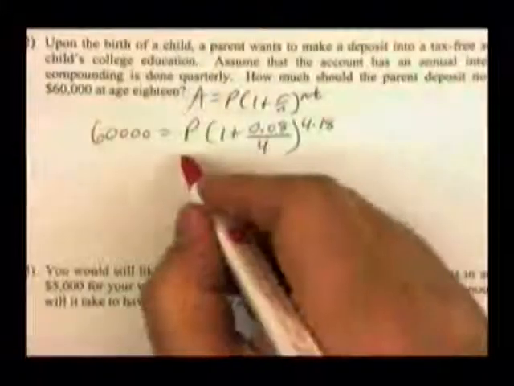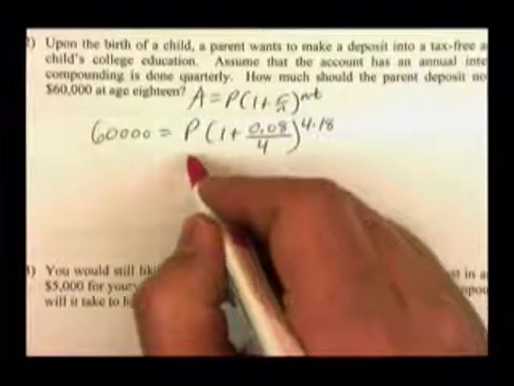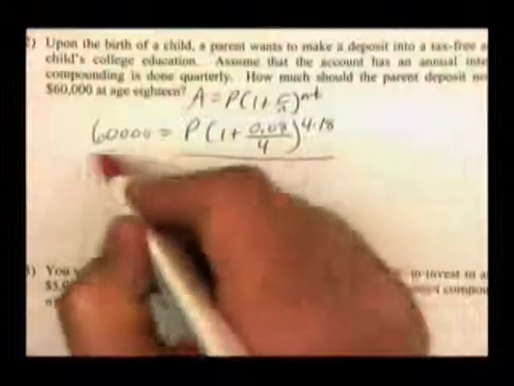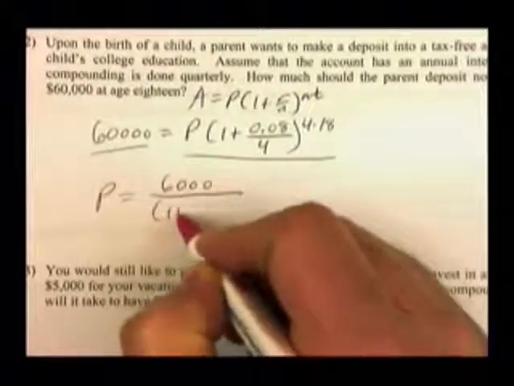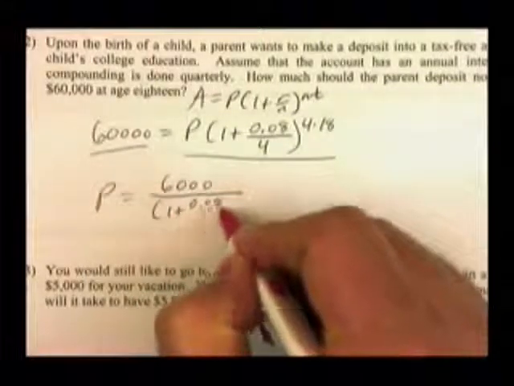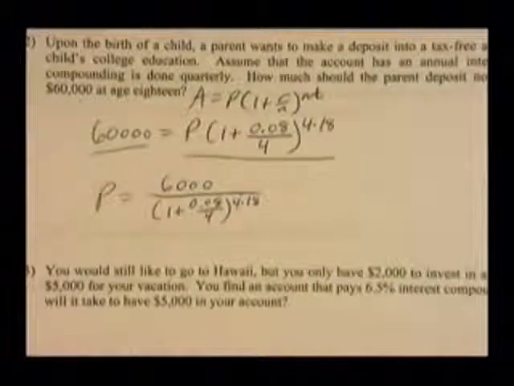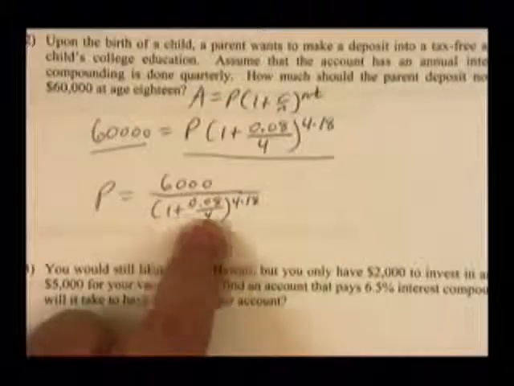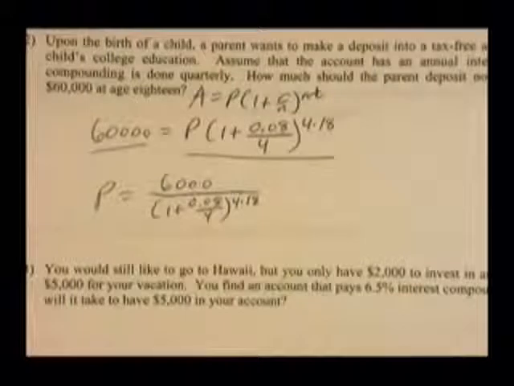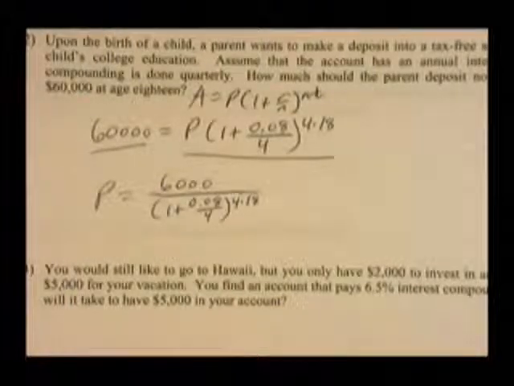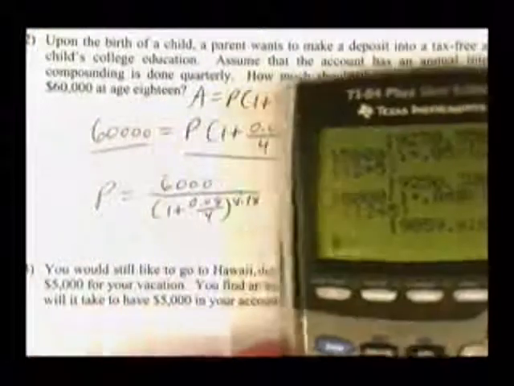And now I can divide both sides by that whole mess. Alrighty. And I will get P equals 60,000 divided by 1 plus 0.08 over 4 raised to the 4 times 18. Now you can do that a piece at a time if you like. You could do the inside here and then raise it to the 4 times 18 and then divide the whole thing into 60,000 if you want to. Or you can go ahead and use the calculator as long as you're careful with how you're putting it in there. So let's do that here.